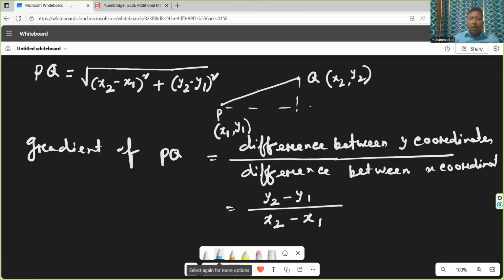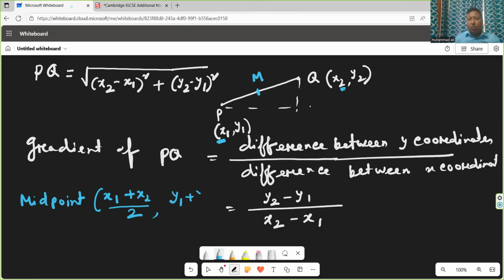Now, if we want to find out the midpoint of PQ, call it M, the midpoint coordinate, we have to write x1 plus x2 divided by 2 and y1 plus y2 divided by 2. So these are the very basic formulas for straight line graph.